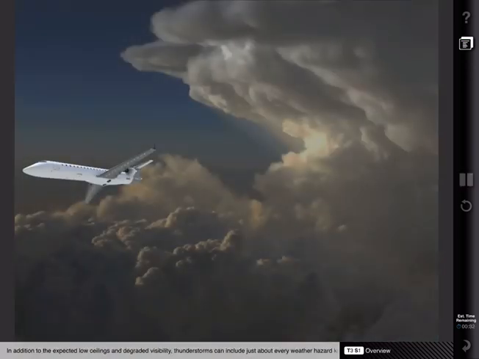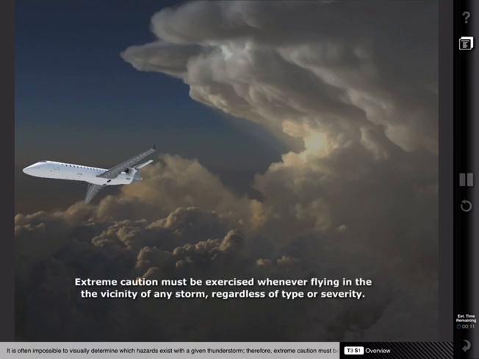In addition to the expected low ceilings and degraded visibility, thunderstorms can include just about every weather hazard known to aviation. These hazards frequently occur in numerous different combinations. It is often impossible to visually determine which hazards exist within a given thunderstorm. Therefore, extreme caution must be exercised whenever flying in the vicinity of any storm, regardless of type or apparent severity.